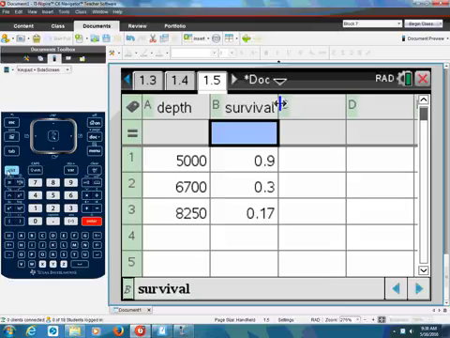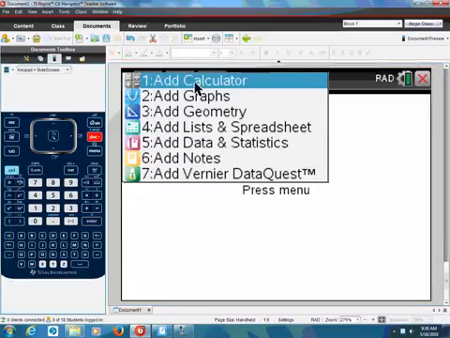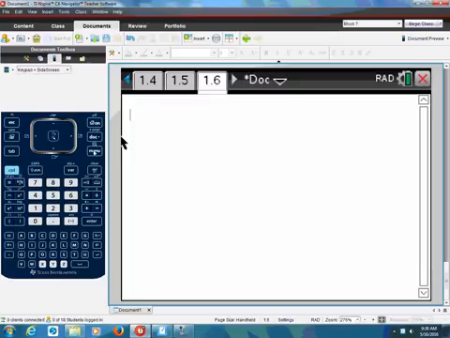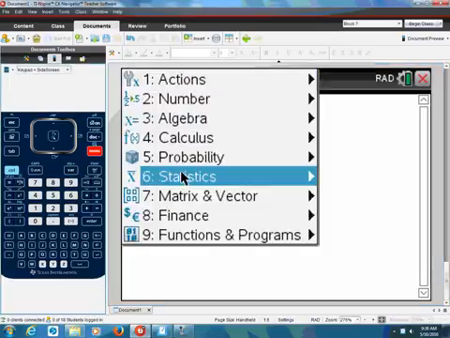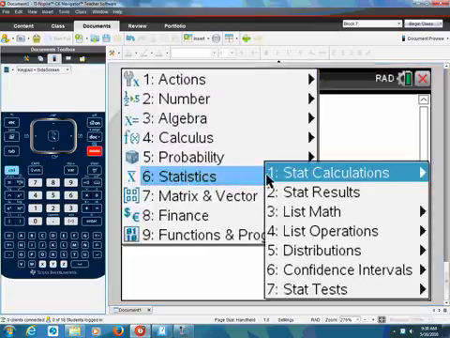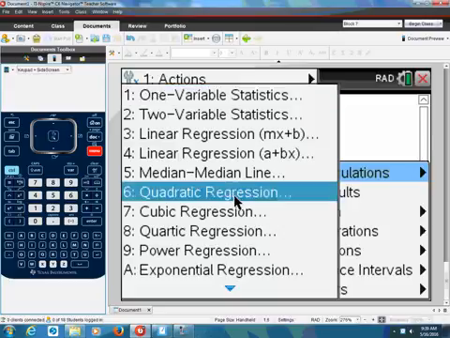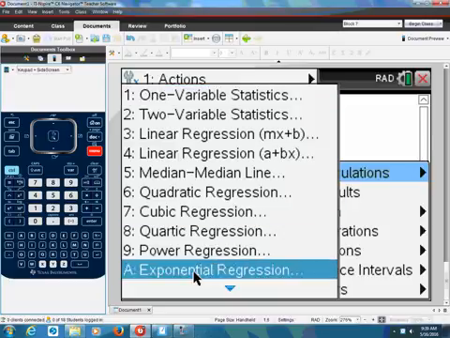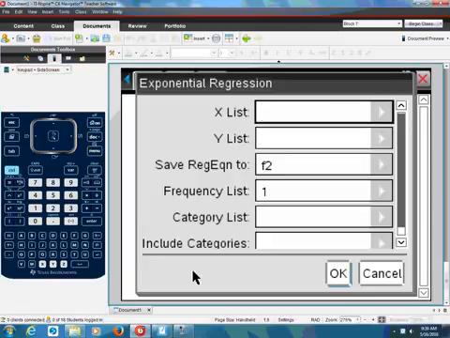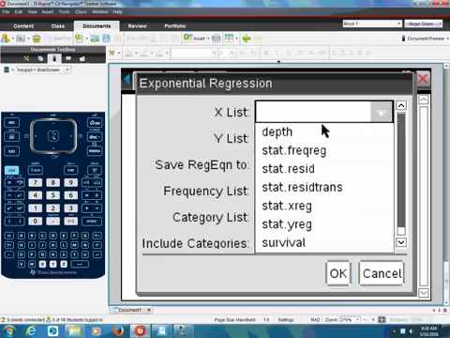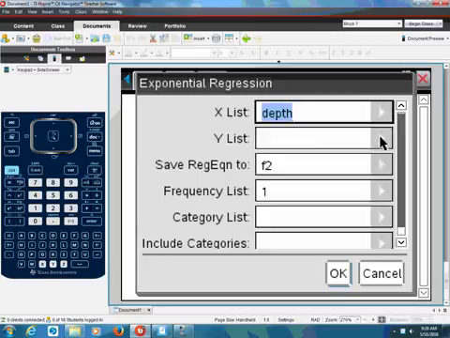We have our data entered. So I'm going Control, Doc, Calculator. I want to go Menu, Statistics. I want Stat Calculations, and I want Exponential Regression. When I do that, I choose my X list. I called it Depth. And my Y list, I called Survival. Notice it's storing it at F2 for me. That's important because we're going to need that for our follow-up question.